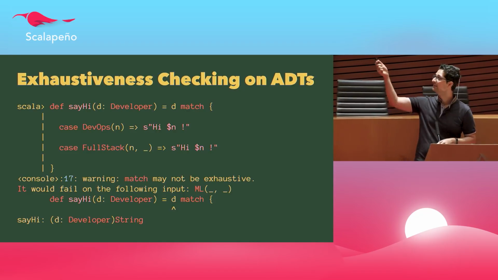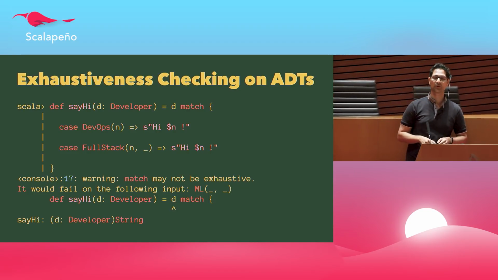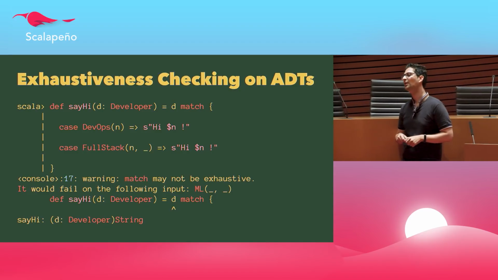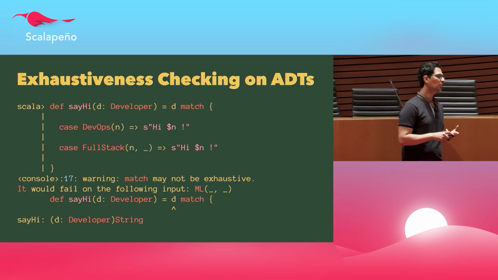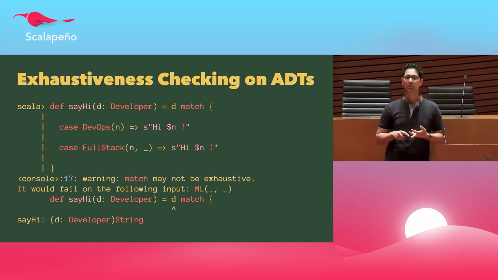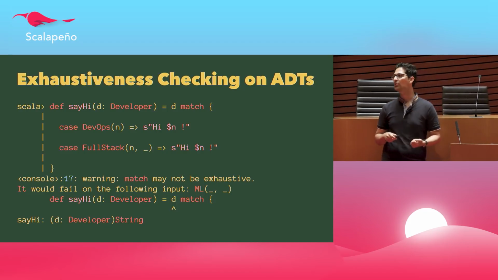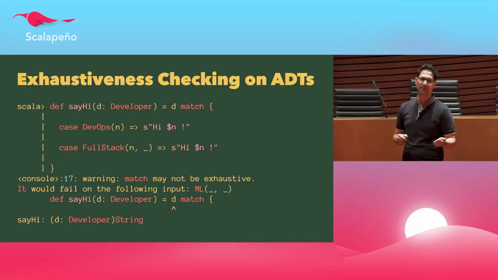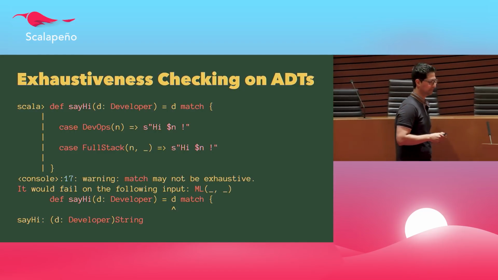Also, these ADTs, these sum types, well, they're immutable. So you don't have to think so much about concurrency bugs, shared mutable state. You can't change this stuff, right? This developer, you can't really change it. If you want a new instance of it, you have to create a new one. So you don't have to think about all this possible mutable shared state.